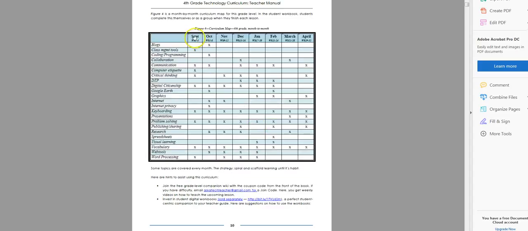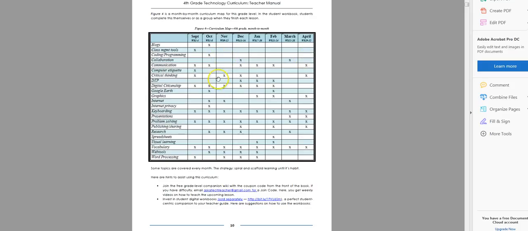Here is broken down by the months in the fourth grade curriculum. So you can see where you start with blogs. Doesn't mean you won't use blogs in these years, in these months, but this is where they're introduced and discussed. Same with class management tools and coding and programming. You introduce them, there's an hour of code lesson, but you really don't go into coding any more than that.